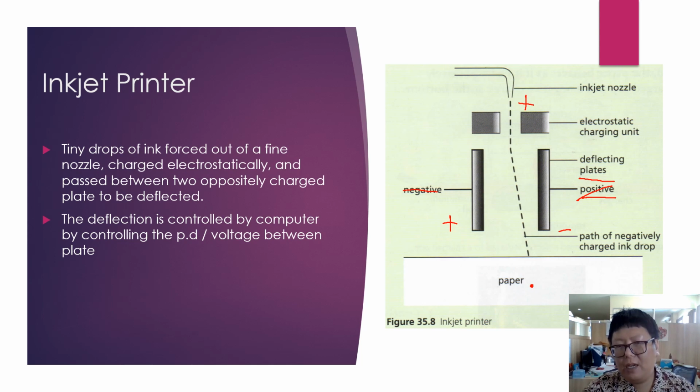If the ink will go to other parts, for example here, then the charge on the deflection plates will be changed, so this will become negative and this one positive. So the polarity and the voltage keep changing depending on the image that the computer instructs to form. To create a letter, it needs a lot of drops of ink, so that's why this works very fast, with a lot of ink shooting from the nozzle.